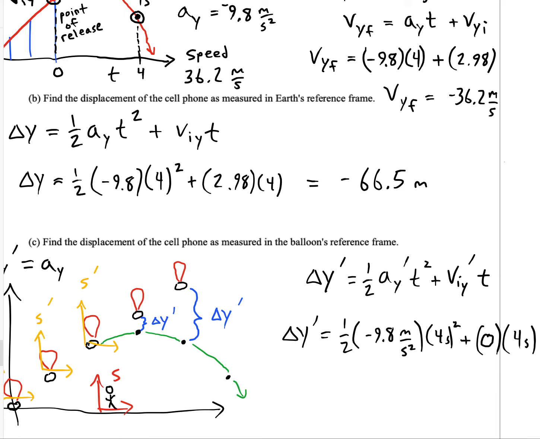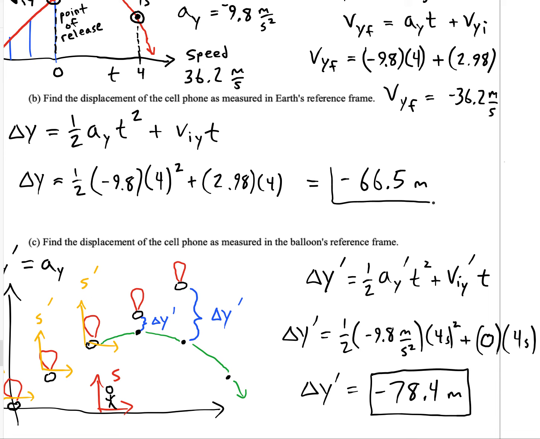He could even have the cell phone in his pocket or in his hand, and that cell phone would never get away from him until he dropped it. And once he dropped it, it would feel the acceleration of being pulled down. Let's see what the delta y then will be. Negative 78.4 meters. It is larger. It's more than what it was relative to Earth.